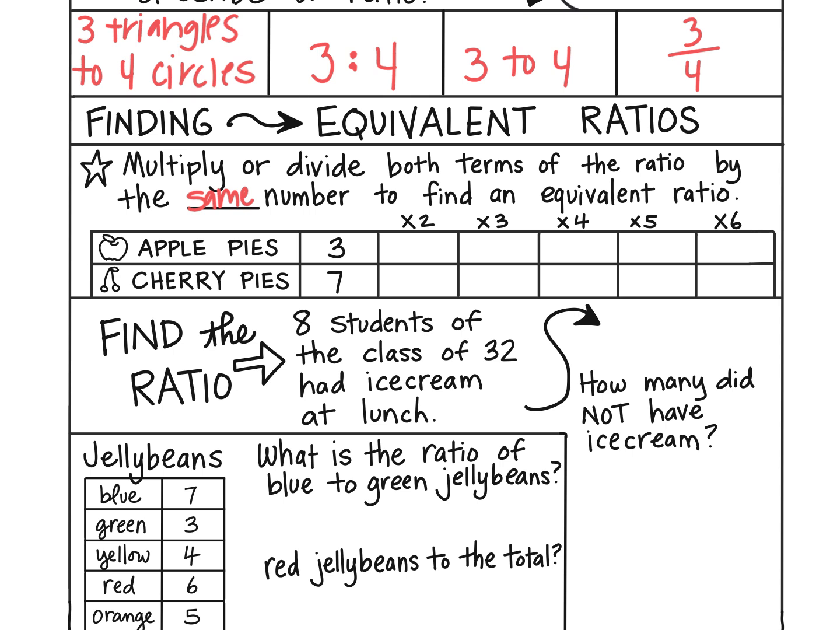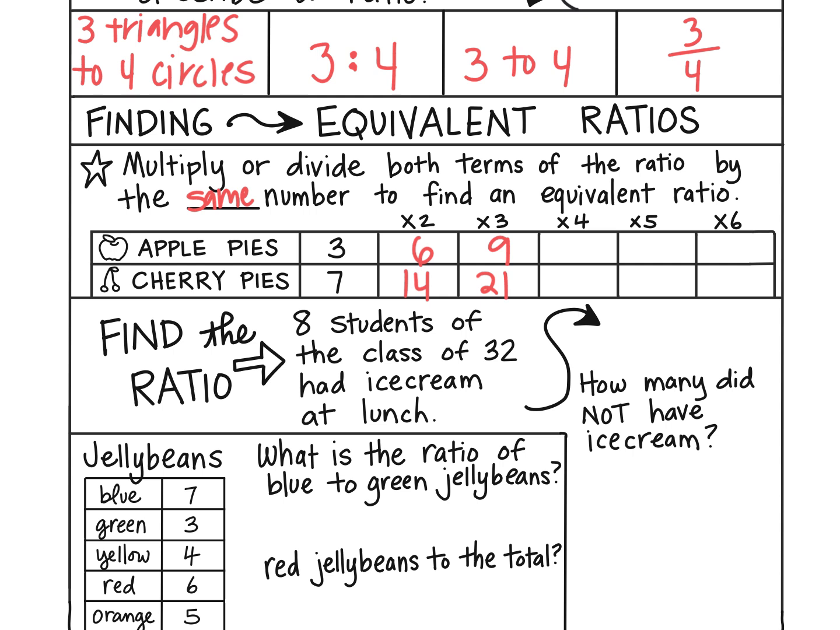If I have 3 apple pies to 7 cherry pies, but then I double the amount of apple pies, that would be 6 apple pies. To keep the same ratio, how many cherry pies would I then have? 14. If I had times 3 the amount of apple pies, that would be now 9 apple pies. But to keep an equivalent ratio, how many cherry pies? 21. Do y'all see what's happening?